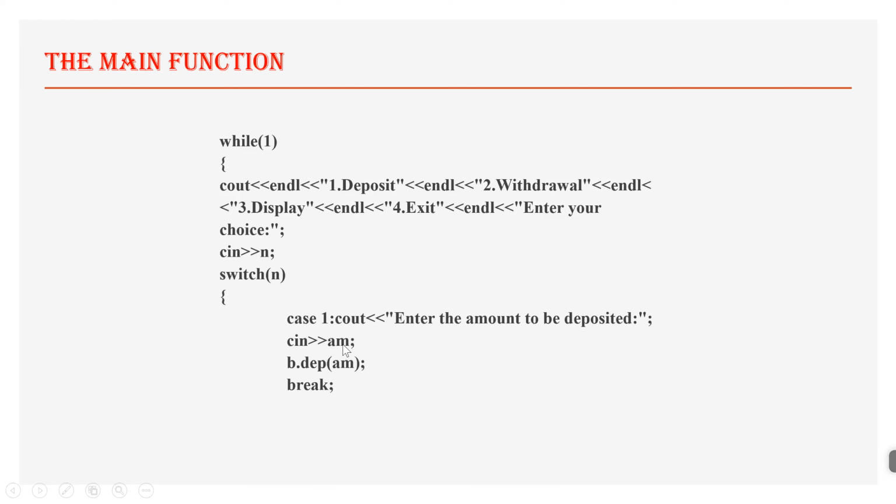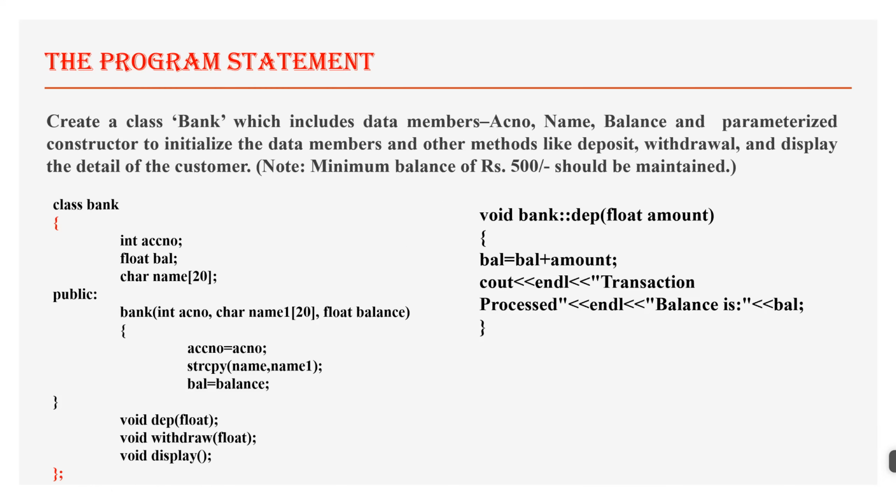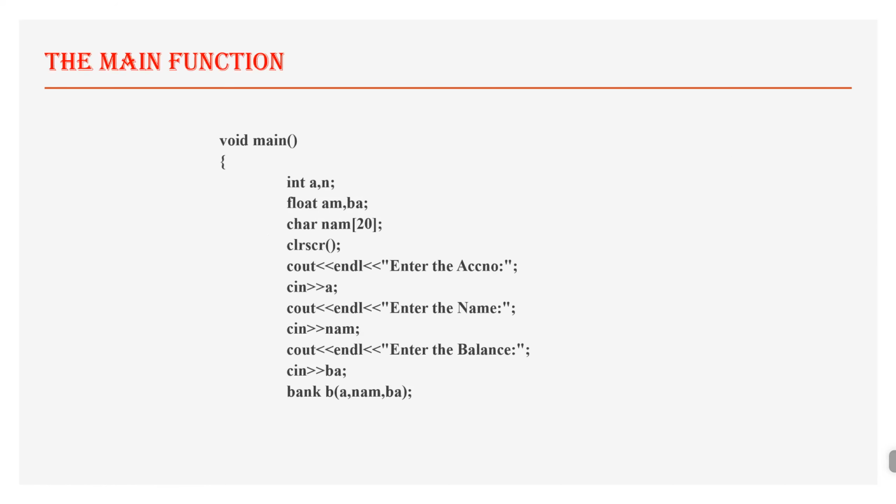Let us say my old balance is 1000. Now I'm adding 500 rupees to that. So B dot deposit of amount. What is this amount? 500. B dot deposit of 500. So now this 500 goes to here. When this function is executed, balance is equal to balance, the old balance of 1000 rupees, plus 500. 1000 plus 500, balance will be updated to 1500 now. That is the concept of deposit.